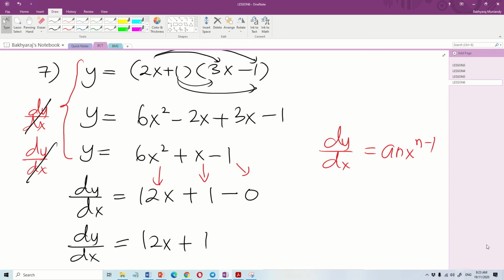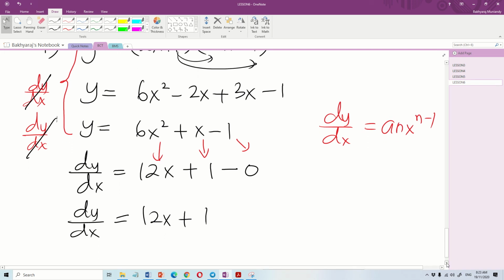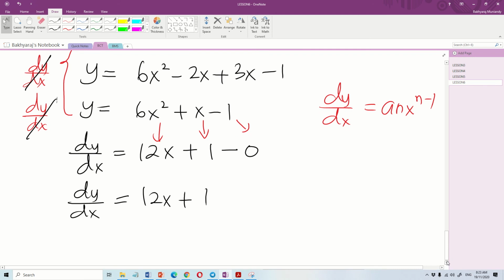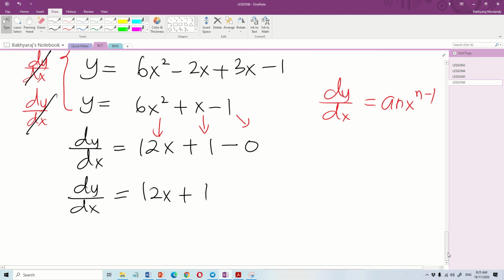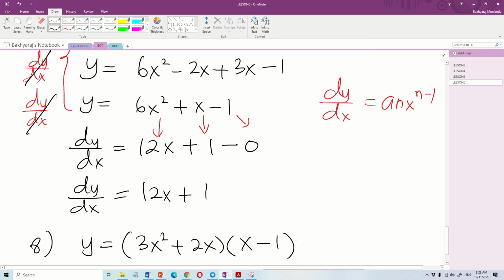Okay, I go for the next question, number 8. Question number 8: y equals 3x squared plus 2x times x minus 1. Okay, 3x squared plus 2x times x minus 1.